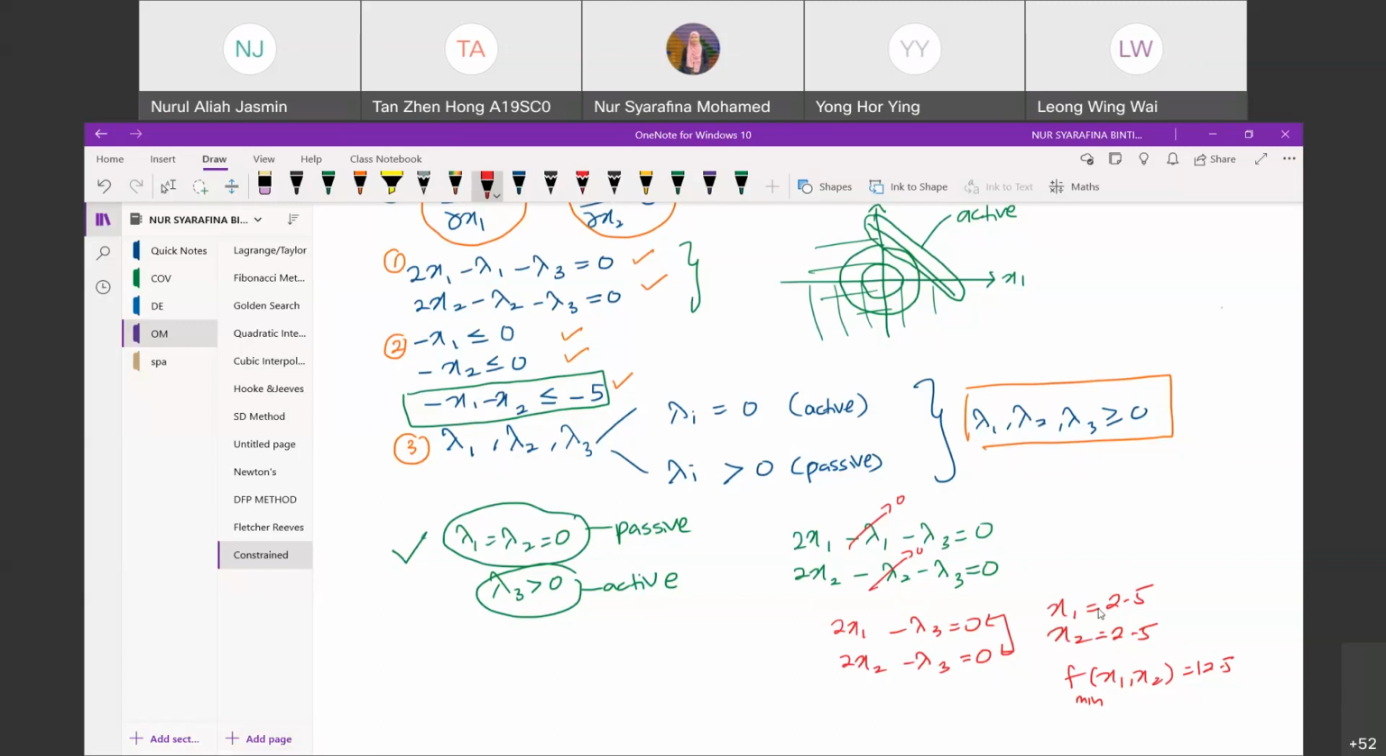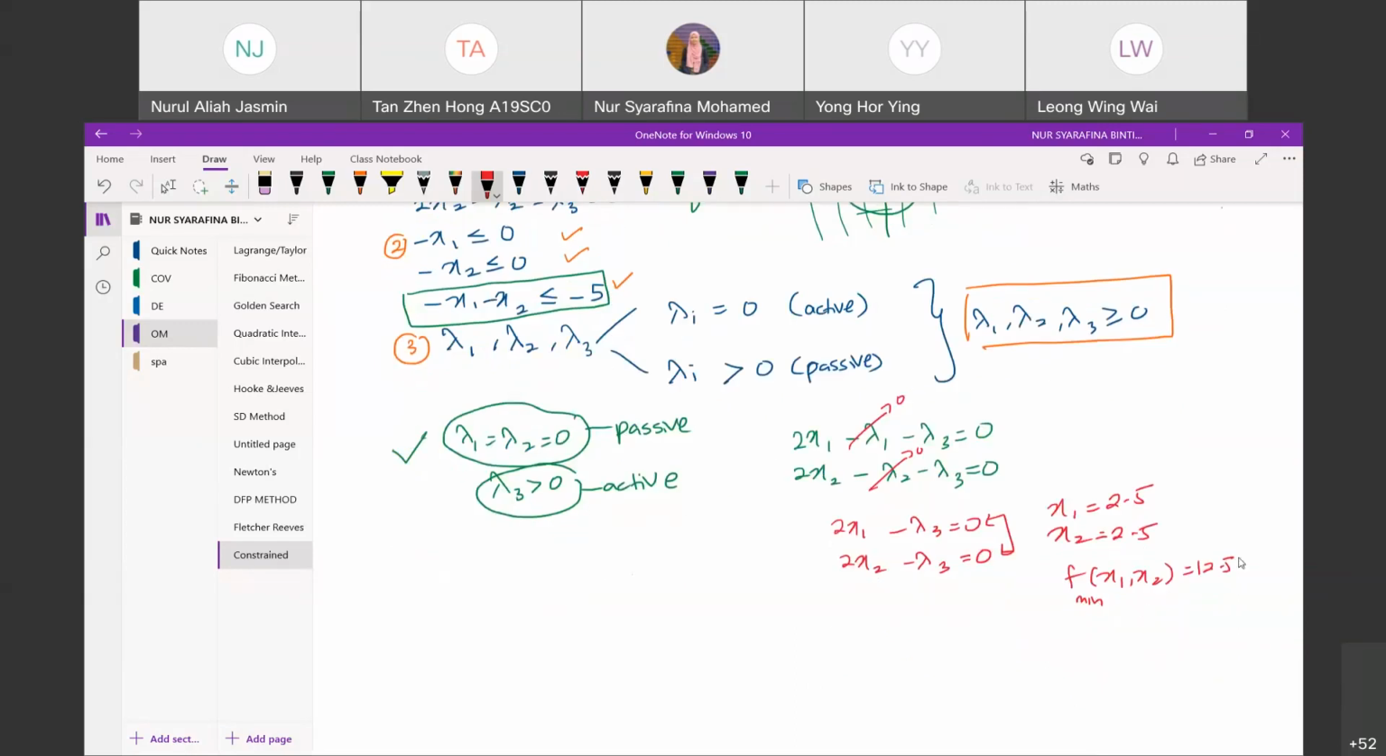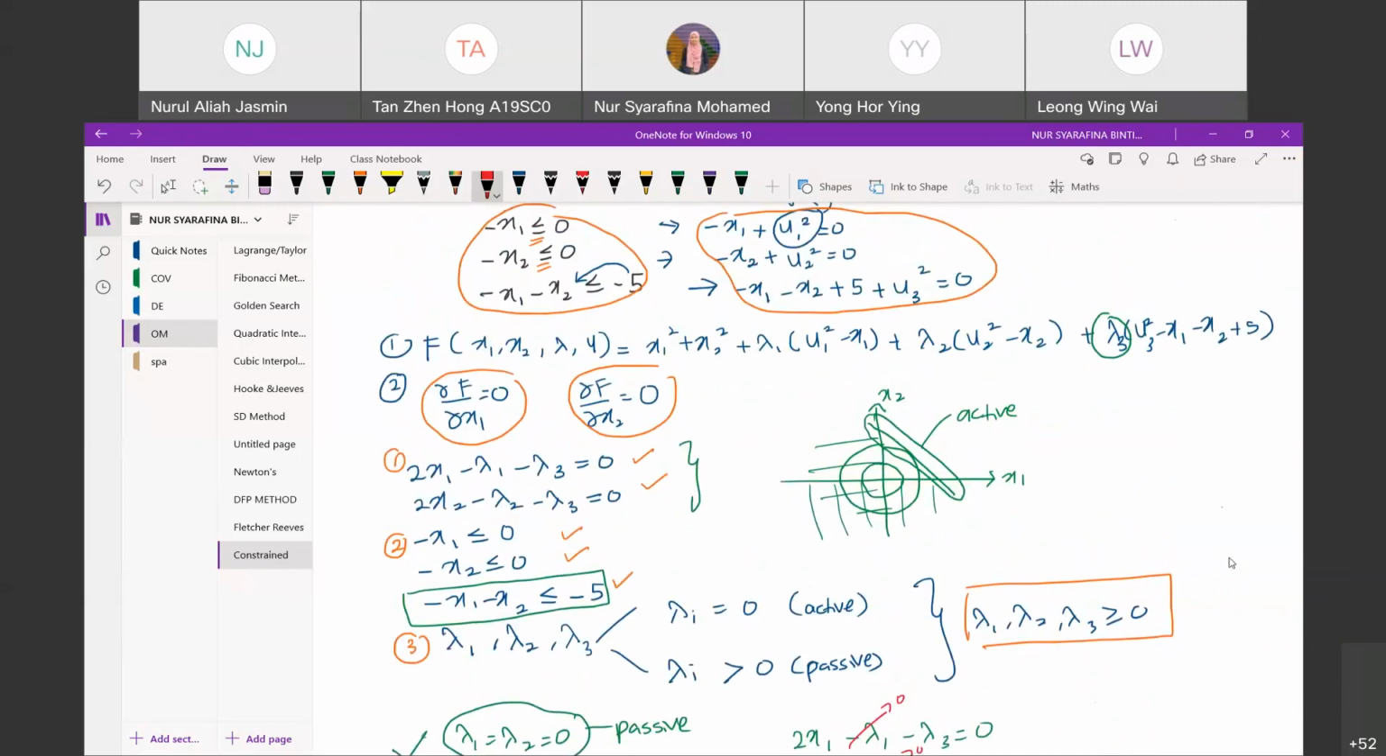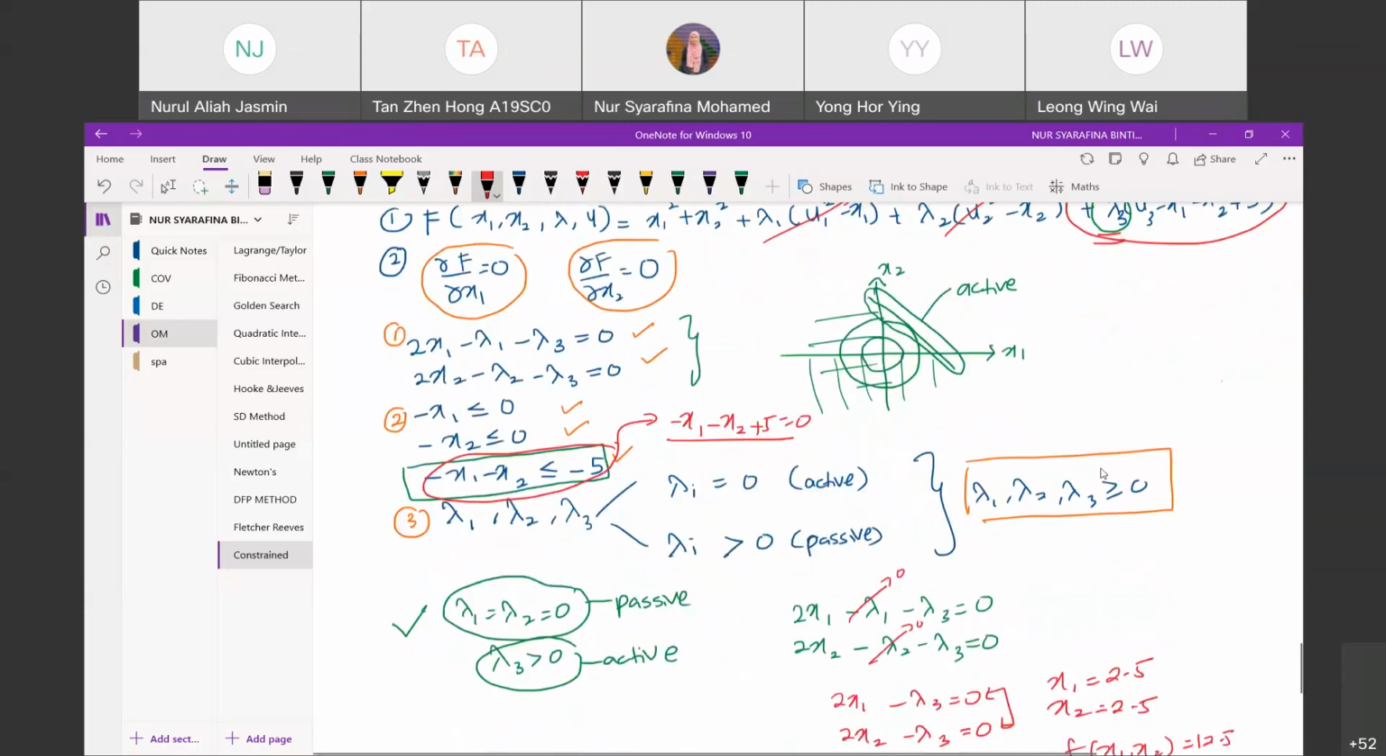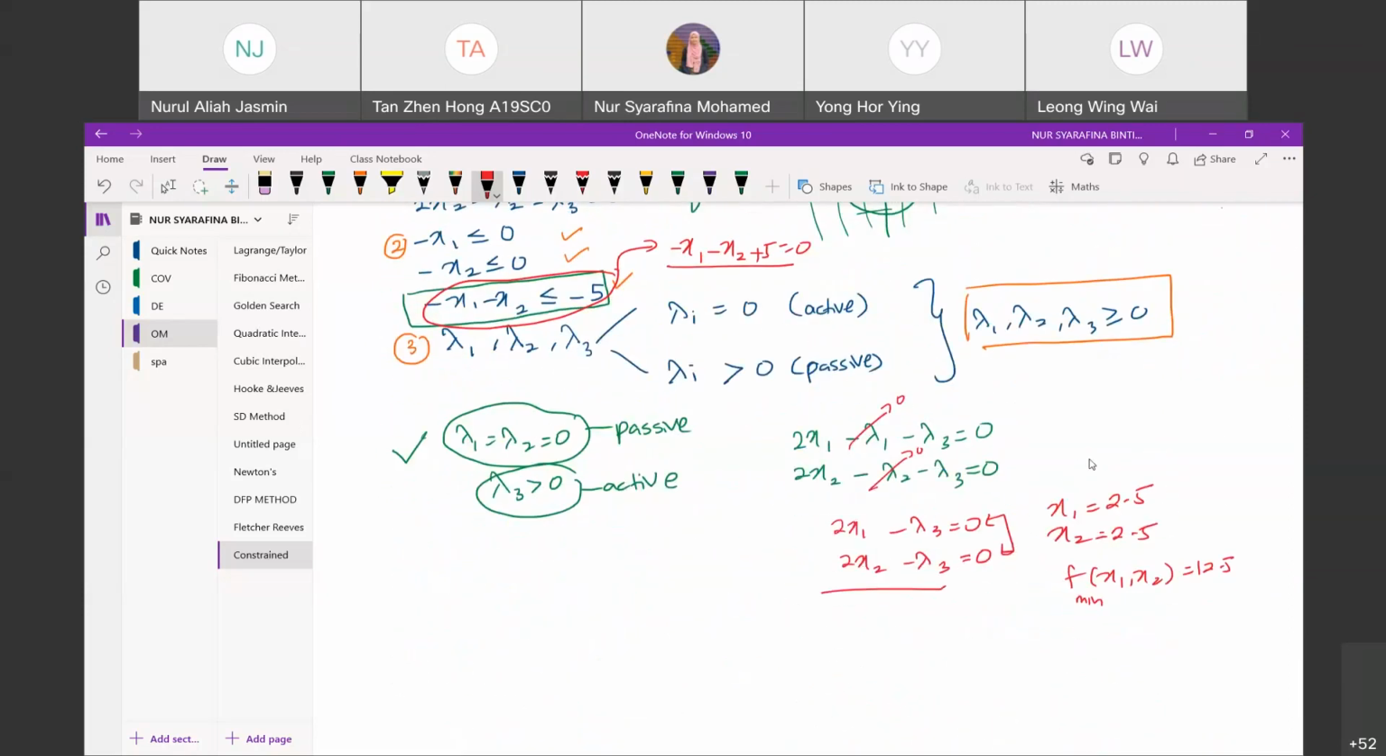So how can you find the values of x1 and x2 here? By considering this: this is already 0, this is already 0. When lambda 3 is greater than 0, this constraint can be written as minus x1 minus x2 plus 5 equals 0. Solving this together with the earlier equations will give you the values of x1 and x2. Okay, so no question.